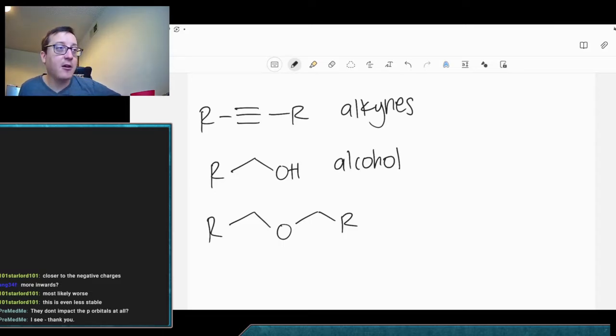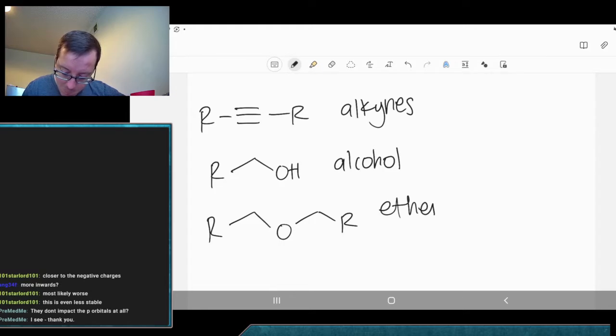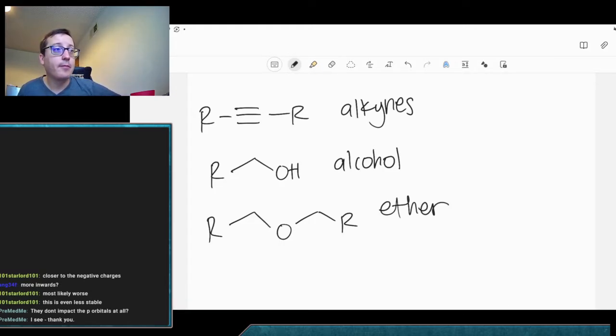If you have an oxygen sandwiched in between carbons, that's called an ether. So just remember, R is hydrogen or some other carbon. Could be more carbon chains, whatever, some other carbon there. So for all of these.